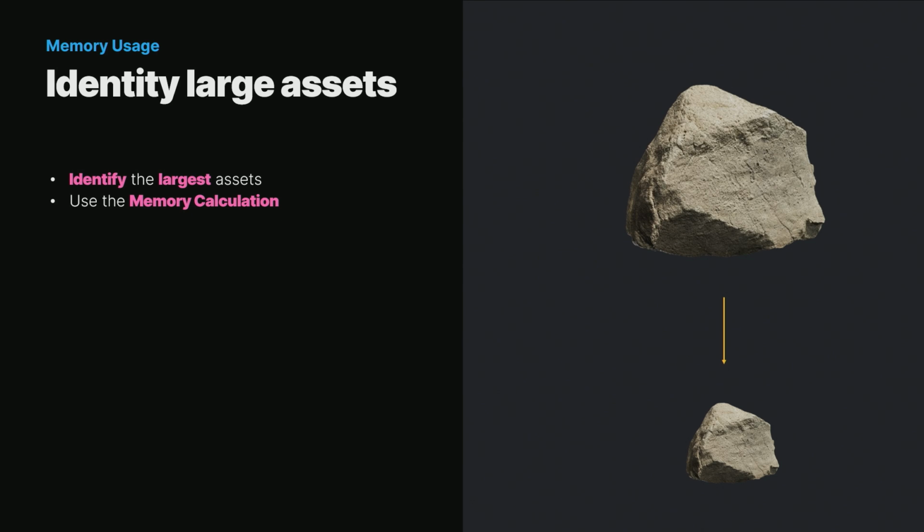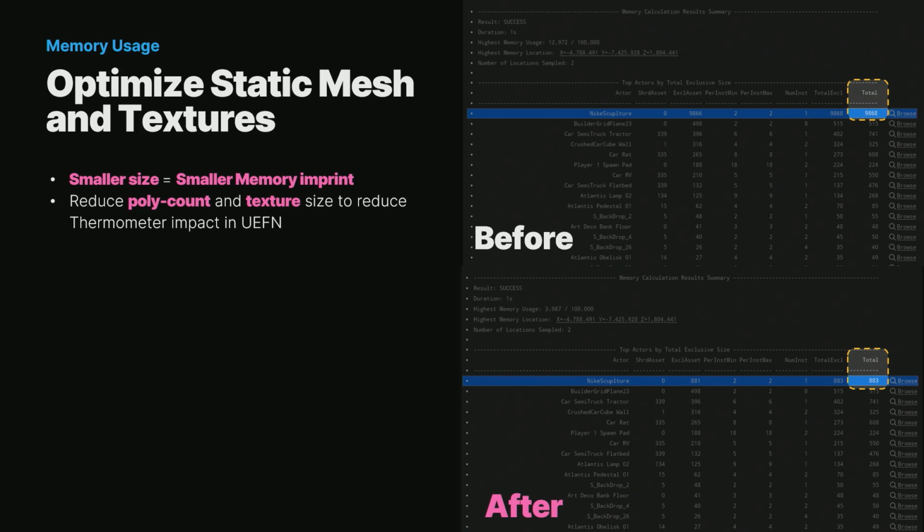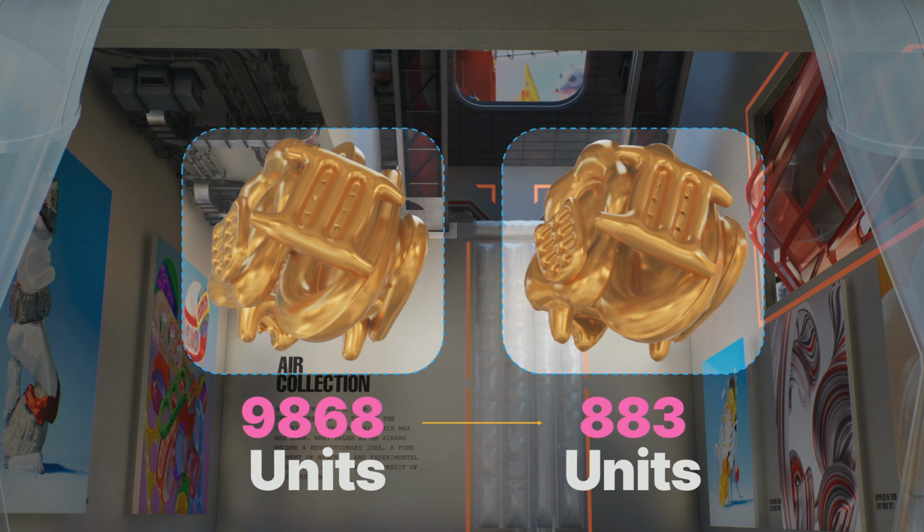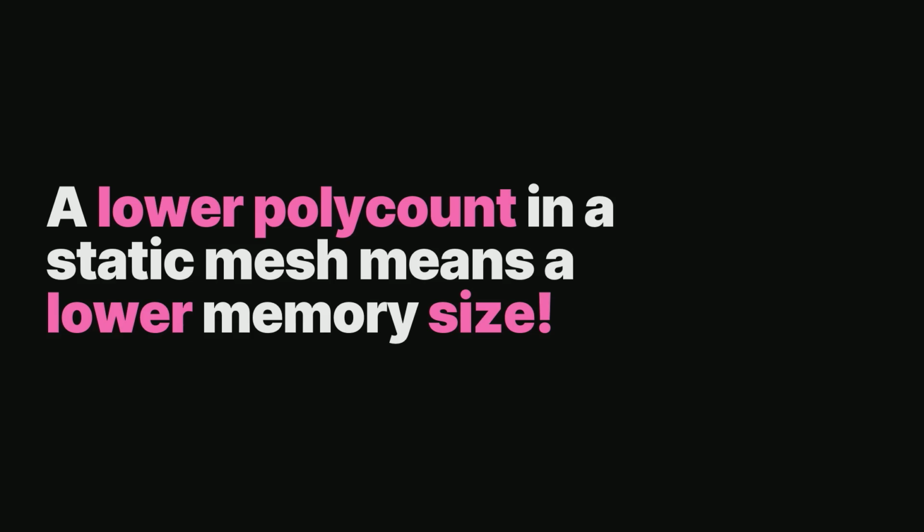So how do you optimize the memory usage? Well, just like the project size, we want to identify your assets and go from big to small. To do so, we will use the memory calculation to identify our biggest assets. And again, similar to the project size, a smaller asset means a smaller memory footprint. So we want to reduce both the poly count of a static mesh and the resolution of a texture to reduce the impact on the thermometer. In this example, by a simple optimization pass on a custom static mesh, I've managed to reduce its cost from 9,868 units to 883 units without any drastic visual change. So once again, a lower poly count in a static mesh means a lower memory usage.